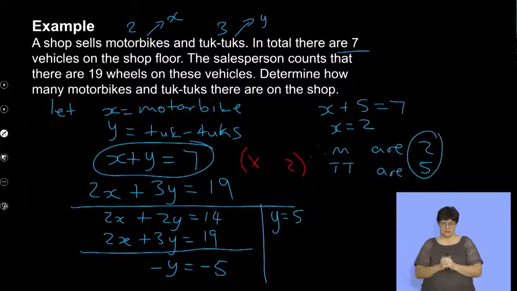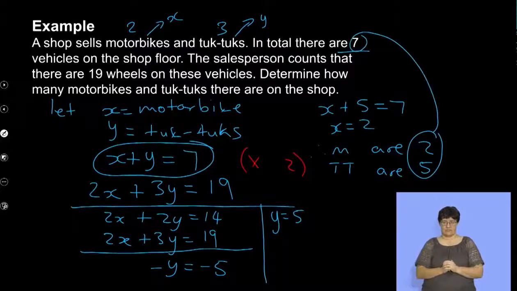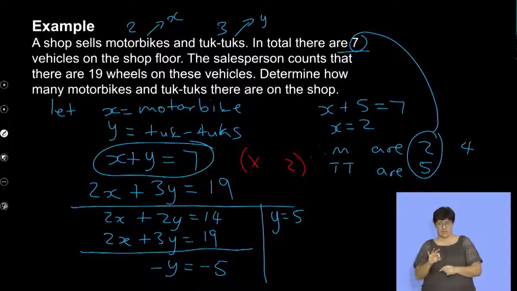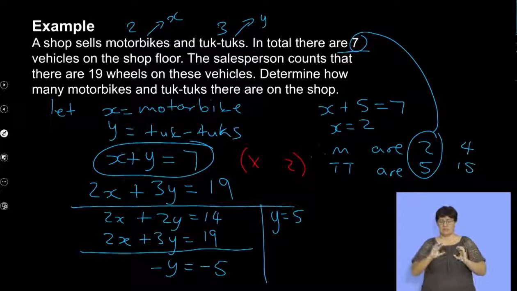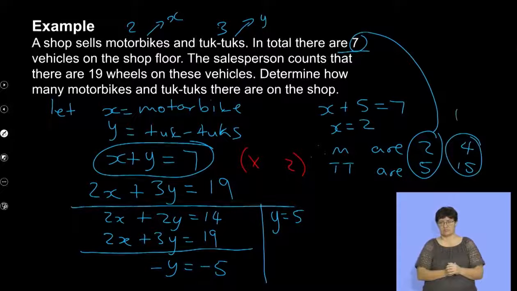In total, they said there are 7 of them, and 2 multiplied by 2 gives me 4 wheels, and 5 multiplied by 3 gives me 15 wheels. In total, they said there are 19 wheels. So that's just an extra thing that I'm showing you so that you understand how to do this.